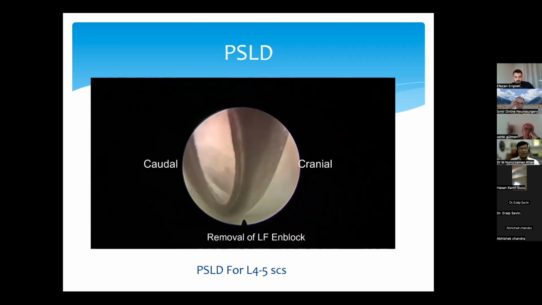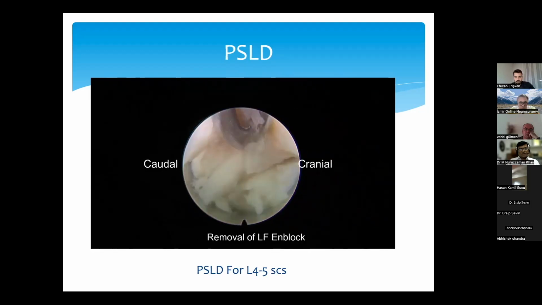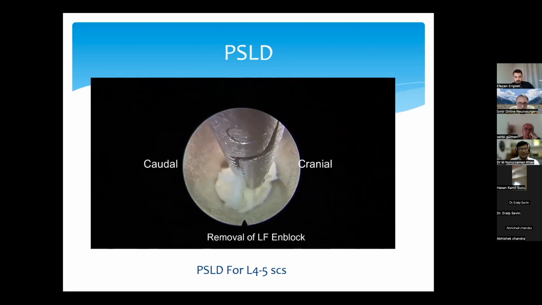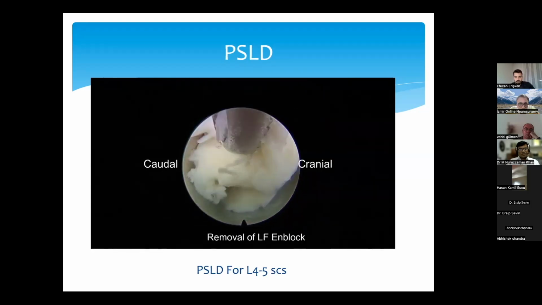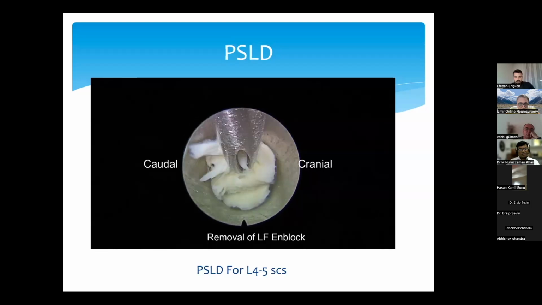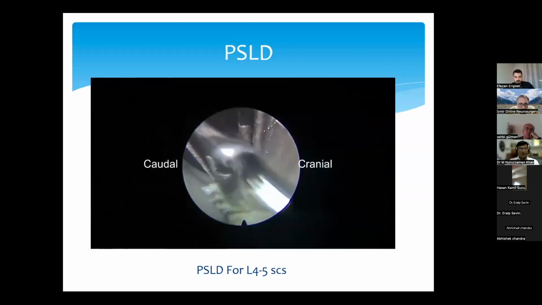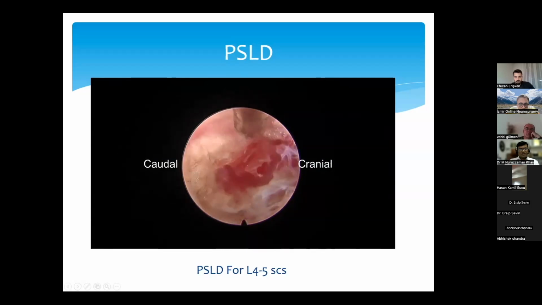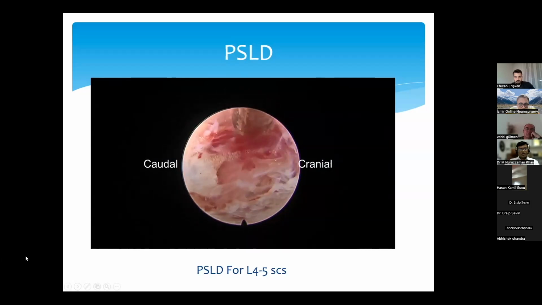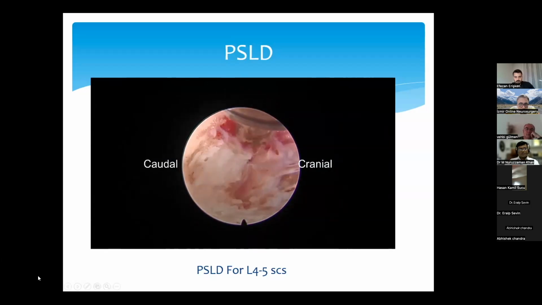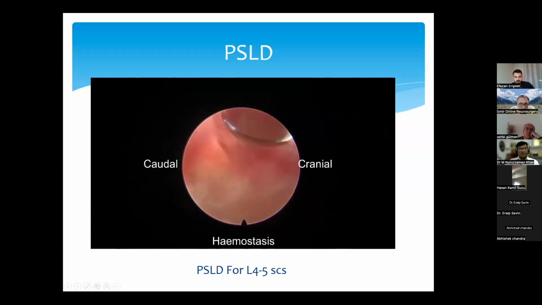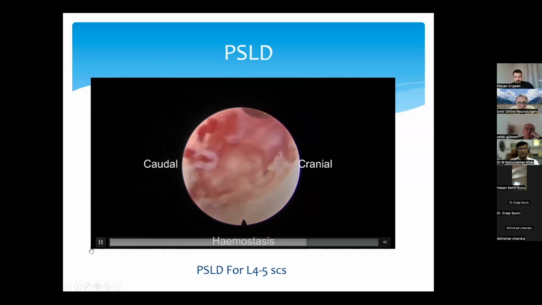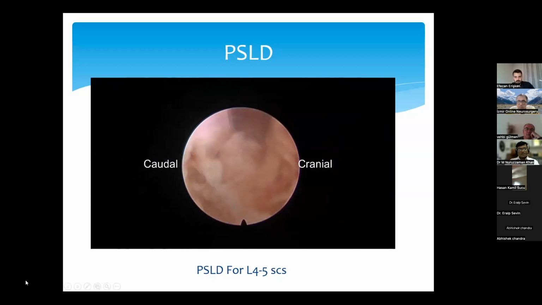And the whole of the ligamentum flavum is now detached, and it is removed en bloc. You can see it is removed en bloc. And now you can see there is no ligamentum flavum there. You can see the dura, and both sides of the nerve are completely decompressed now. Using radio frequency, hemostasis is done there.